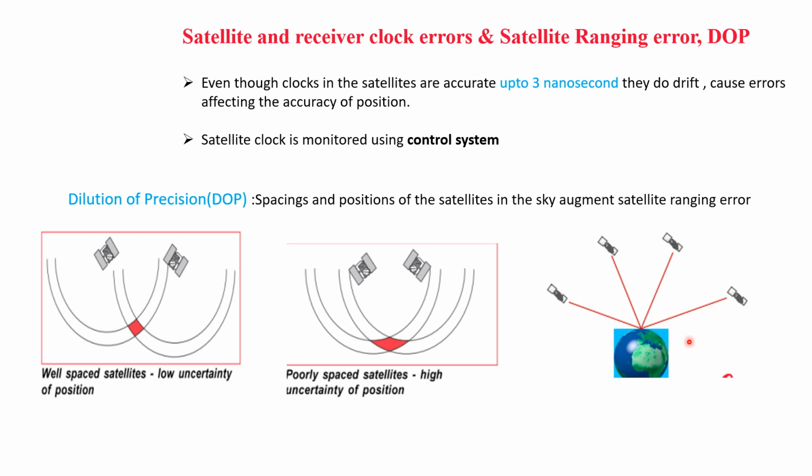So there may be some satellites that can include lat, long, height, and time. Four satellites can estimate these four parameters very well.